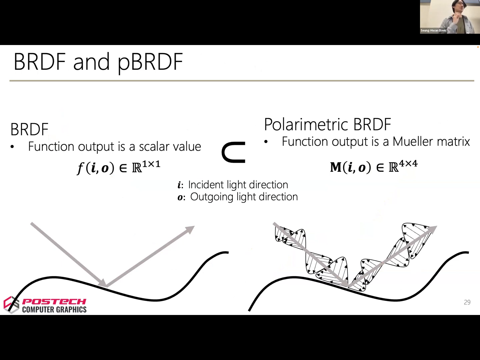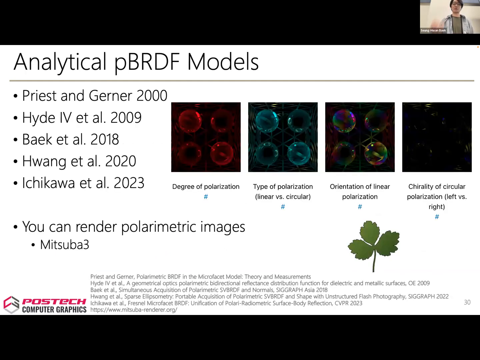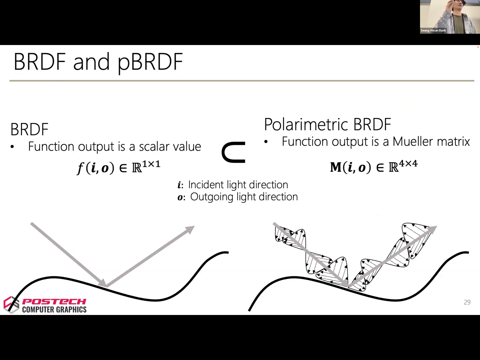Actually, PBRDF is just a superset of BRDF. Why? If you recall the definition of the BRDF, and the definition of the Stokes vector and Miller matrix, the very first element of the Stokes vector is the total intensity, right? It is just the same as the radiance. And the very first element of the Miller matrix describes just the BRDF if it is applied to the reflection, right? So here, BRDF is a scalar valued function, and PBRDF returns the Miller matrix. And the very first element of the PBRDF is actually the same as the BRDF.